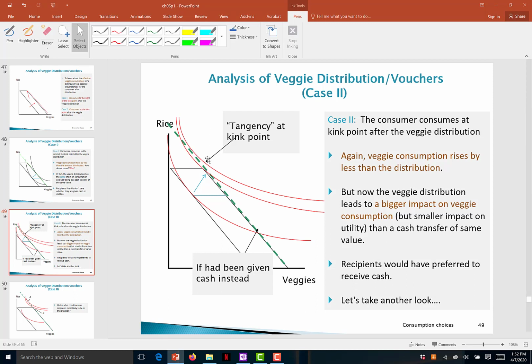So that person could be slightly better off, but he's not, because he now has to consume more veggies than what would be optimal based on his or her preferences. You have a similar situation when it comes, for example, to food stamps in the United States. It is a very similar effect.